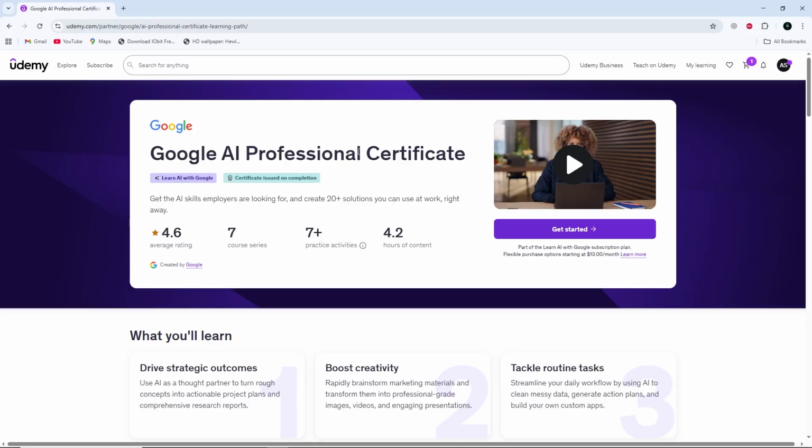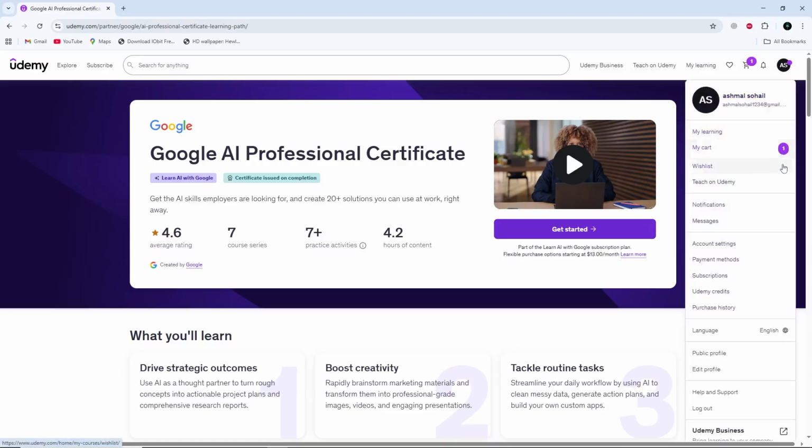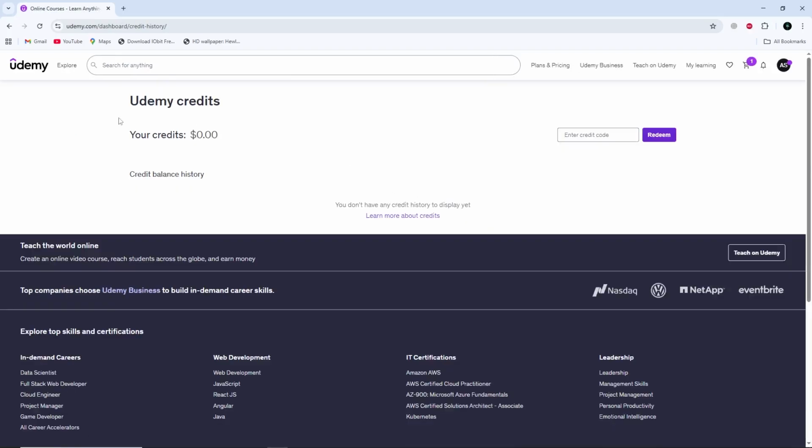The most important thing to understand is that it is not possible to transfer Udemy credits directly to a bank account. When you request a refund for a course and choose to receive the refund as Udemy credits, the money is added to your Udemy account balance.